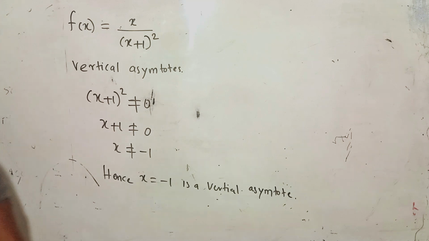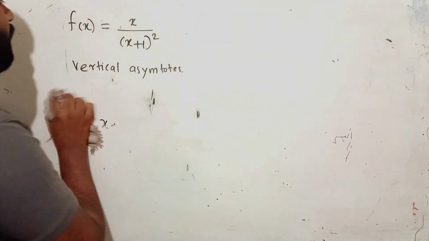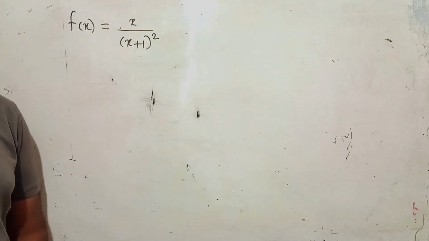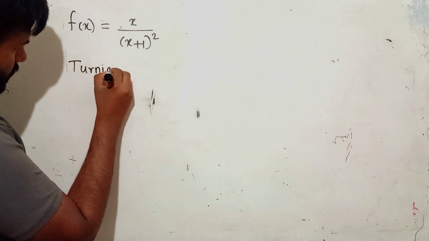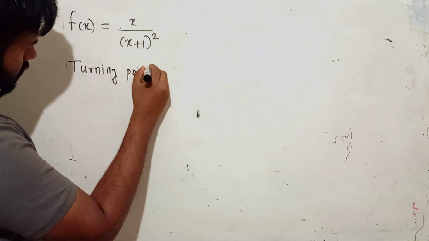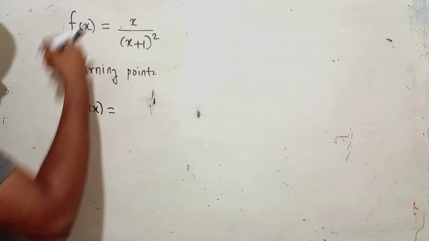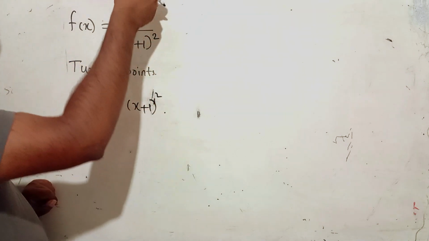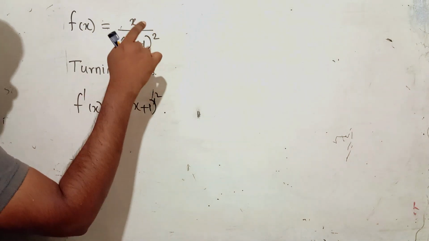And now the second part is, we have to differentiate it and find the turning points. In order to find turning points, you have to find the first derivative of this function. So f'(x) is going to be equal to... (x + 1) squared. This is the u over v format, right? So you know how to differentiate a u over v format. First of all, you have to start from the denominator.